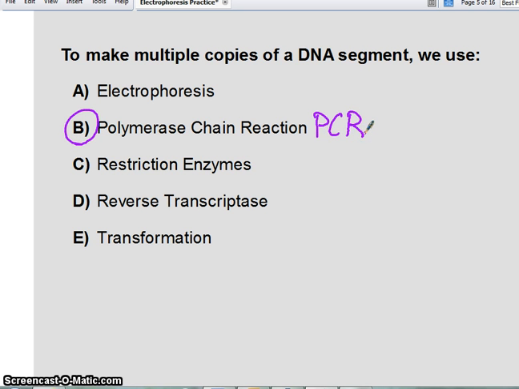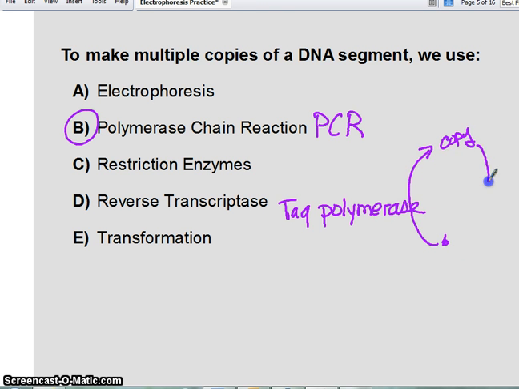All you have to know about PCR, you don't have to know a bunch of detail. All you need to know is that it uses an enzyme, a polymerase. It's actually called Taq polymerase. It comes from a hot springs bacteria. The way it works is every time you heat up this sample of DNA, we get a copy because that activates the enzyme, and then you cool it down and that deactivates the enzyme.